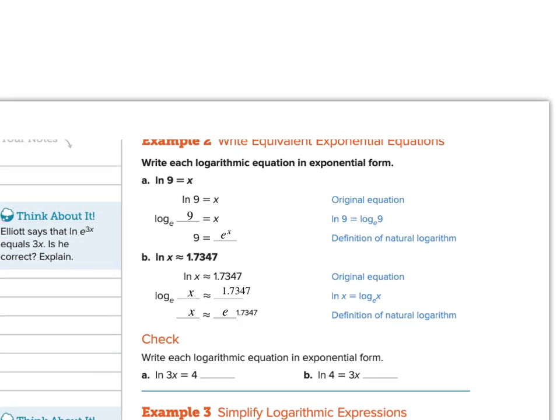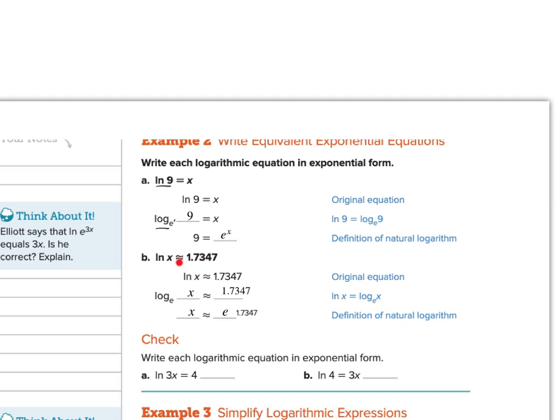Here now, writing the equivalent exponentials, again this is simply log base e. So I have the log base e of 9 is equal to x, so e raised to some exponent is going to be equal to 9. Being able to manipulate these to go from log to exponential.